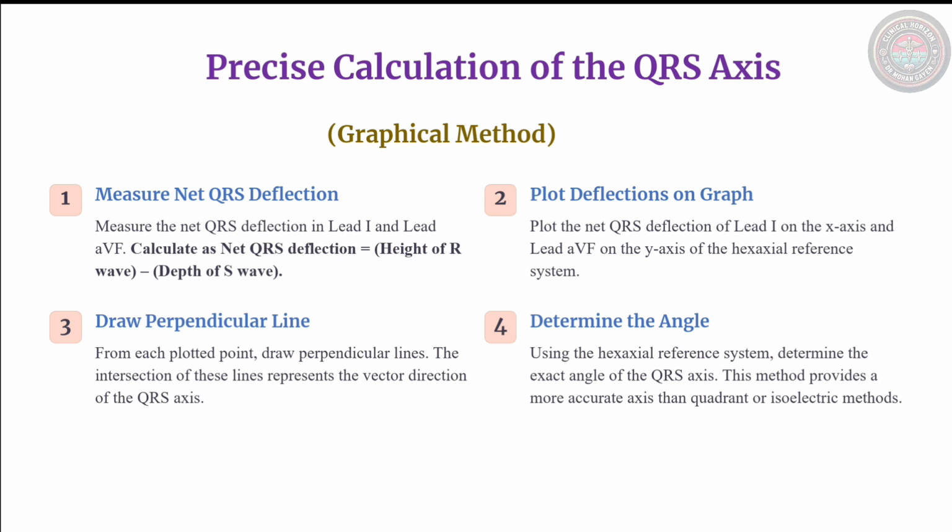Deflection in lead 1 and AVF. Calculate the net amplitude of the QRS complex by subtracting the S wave depth from the R wave height in lead 1 and lead AVF. Then, plot the values on the hexaxial system. Draw these values on the respective axes of a hexaxial reference chart. Draw perpendicular lines from each point. Extend lines perpendicularly from each plotted point. The intersection of these lines determines the exact axis of the QRS complex.